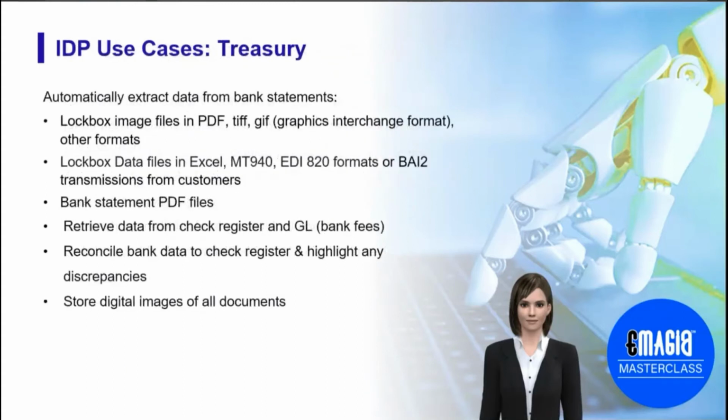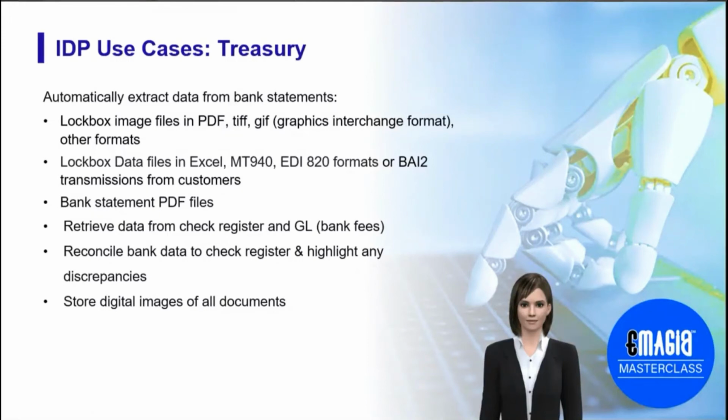The last one we're going to talk about, I've labeled Treasury. And there's a lot of operations in Treasury. The one I picked here is bank statements, bank reconciliations. Make sure the general ledger cash accounts agree with the bank statements. There's no discrepancies. And you need a lot of data to do that, particularly if it's a high volume operation.